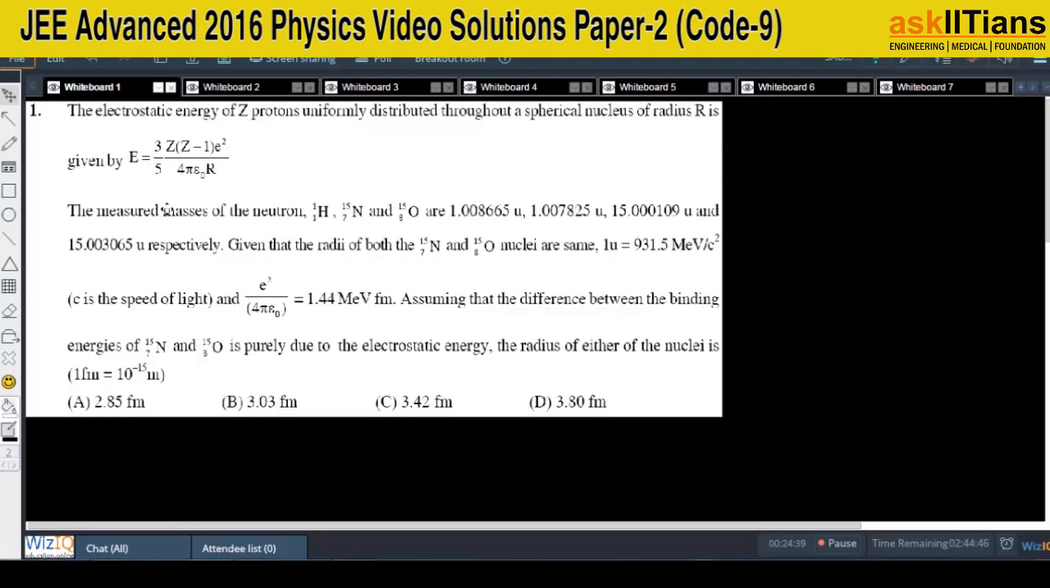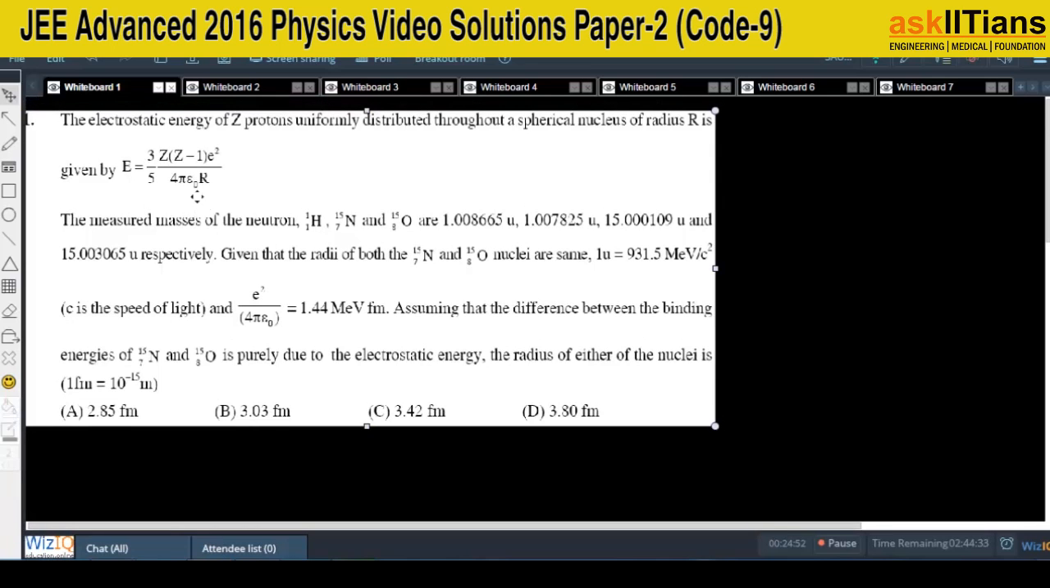Let's begin with Paper 2, JEE Advanced 2016. In this paper we are going to discuss the first question. The first question is related to modern physics, in which it is stated that the electrostatic energy of Z protons uniformly distributed through a spherical nucleus of radius R is given by E = 3/5 × Z(Z − 1)e² / (4πε₀R).